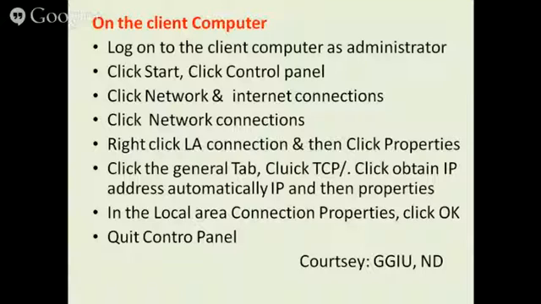Click start, go to the control panel, then click network internet connections, then out of that click network connections, then right click local area connection, and then click properties, then click the general tab, click TCP, then click obtain IP address automatically, and then properties. And in the local area connection properties, click OK, then quit the control panel. Everywhere L is missing, so pardon me for that.